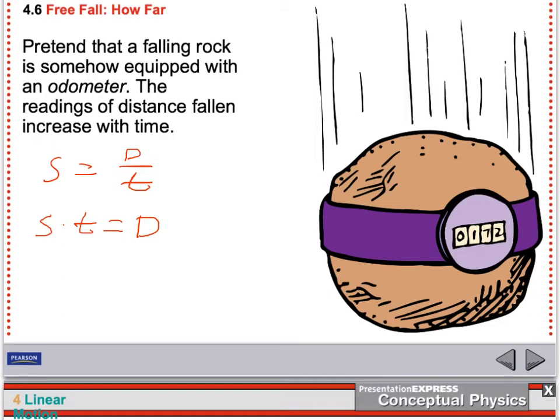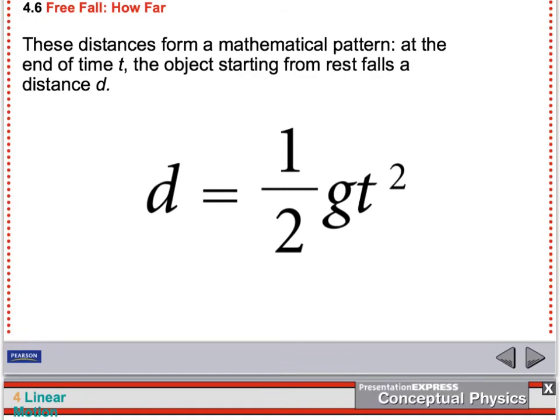To find out how far something has gone after a certain amount of time, there's another formula that we need to use. And this is the formula, the free fall distance formula. If you want to know how far something has gone after falling for a certain amount of time, this is the formula you use. If you know how long the object has been falling, how much time in seconds, you know the acceleration, in this case the force of gravity on Earth, which we're going to round to 10, you can find out the distance.